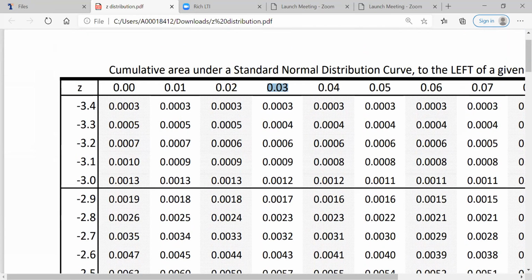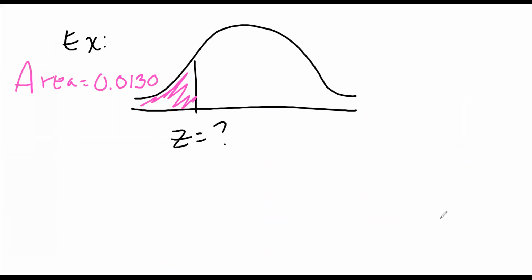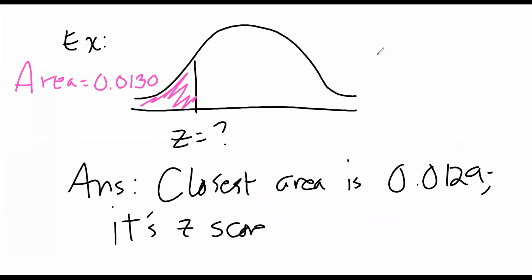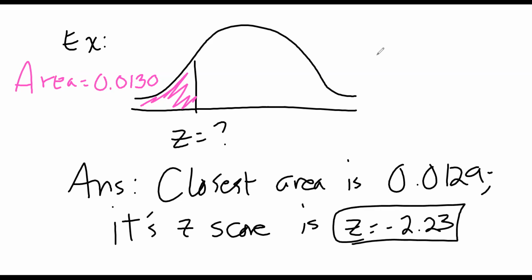All right, so that's the moral of that story. If the Z-score you're looking for is not there, excuse me, if the area you're looking for is not there, then you use the closest one. Let's write this down. The closest area is 0.0129; its z-score is z equals -2.2. All right, so that's issue resolved. If the area is not there, you find the closest one.